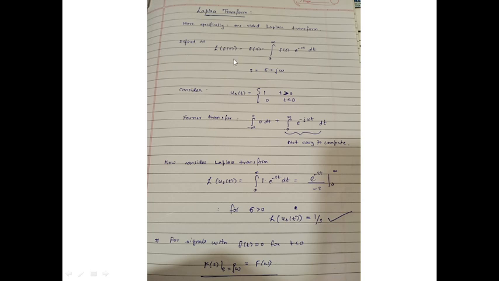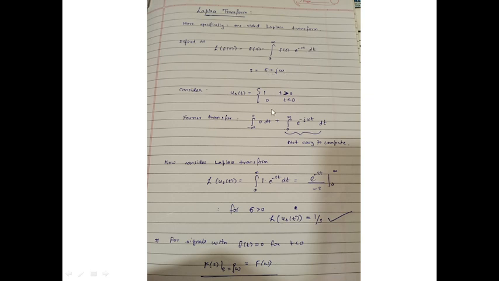The Laplace transform is defined as the integral of f of t times e to the power minus st dt, where s is sigma plus j omega. This is similar to the Fourier transform, just that the mapping is from the time domain to a domain which has an exponential part of real plus imaginary times t.